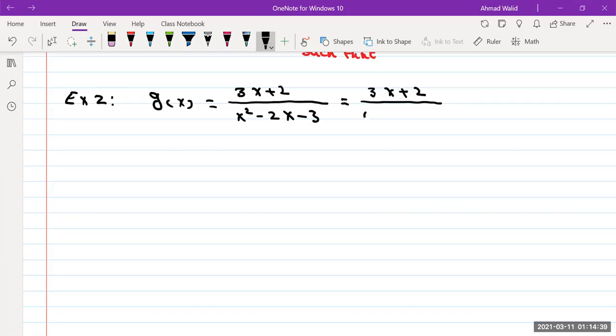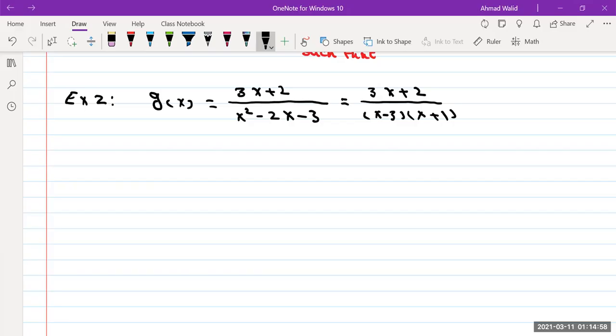What are the factors of denominator here? Of course, x and x. Two numbers to multiply gives you negative 3. To add gives you negative 2. Of course, negative 3 plus what? 1.